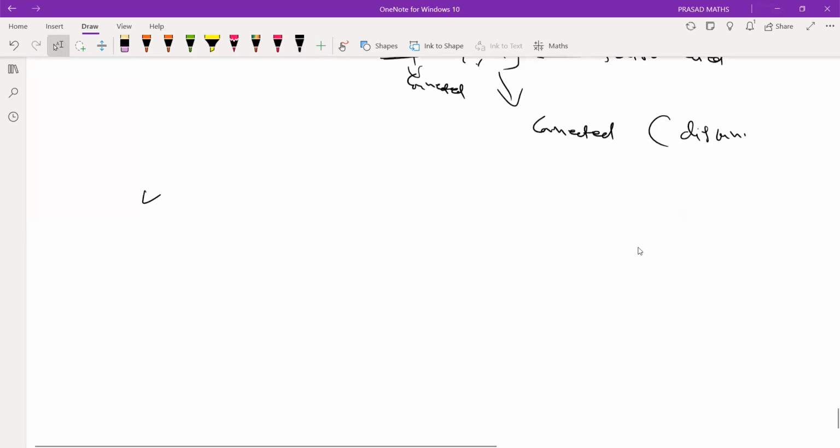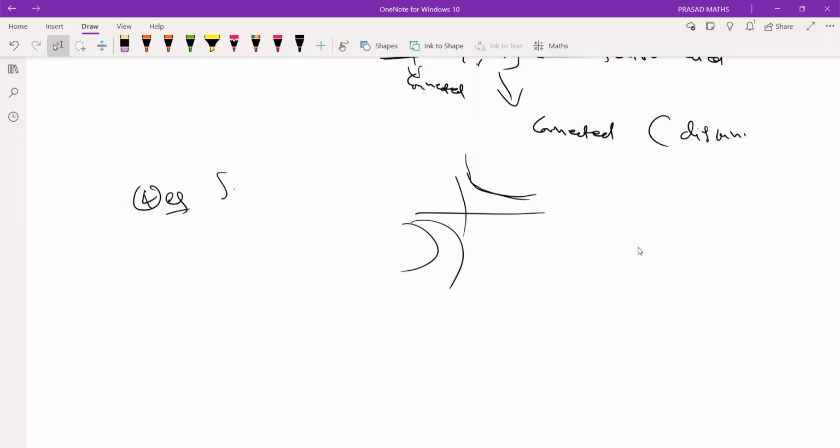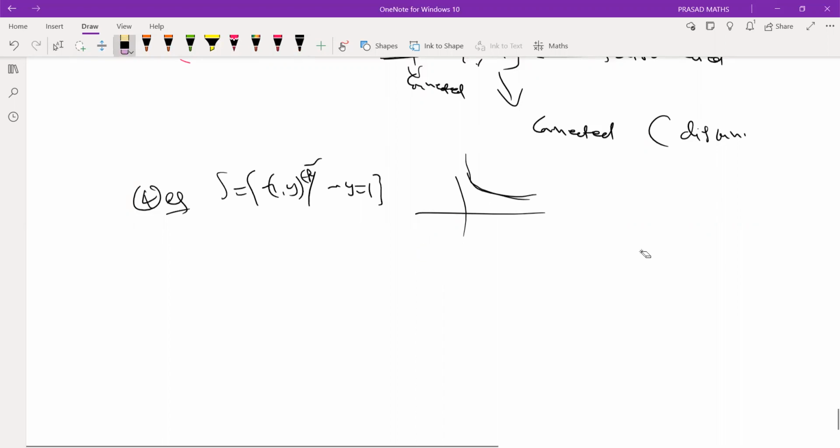Suppose you take a rectangular hyperbola, right? Rectangular hyperbola, looking like this. You can take x positive, y positive. You can take like this. Suppose I take the set of x comma y in R squared such that xy equals 1. Is it connected? No, because there are two pieces. This is my one piece. Therefore, it's disconnected by the same strategy.